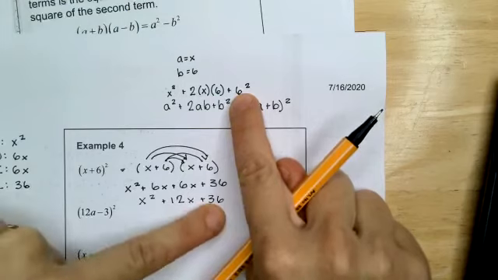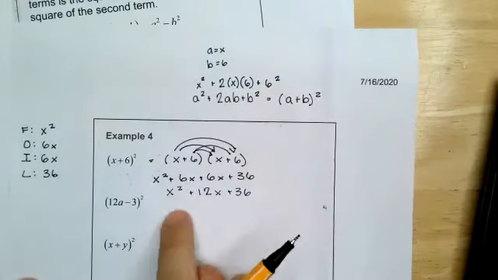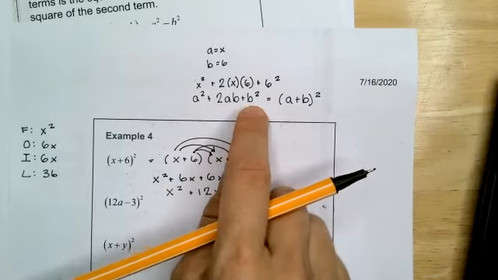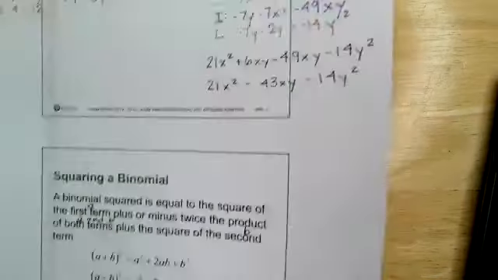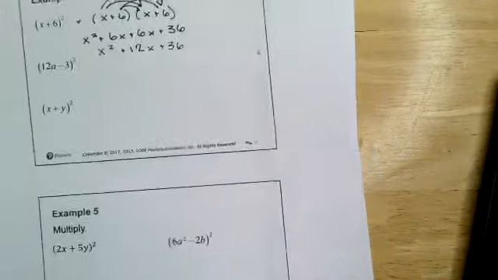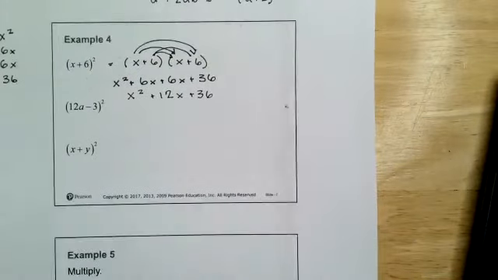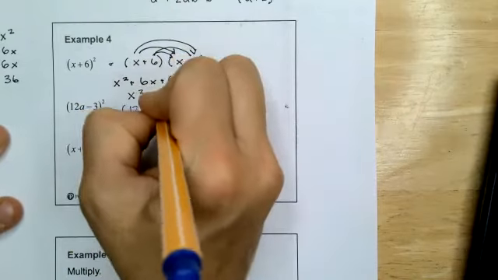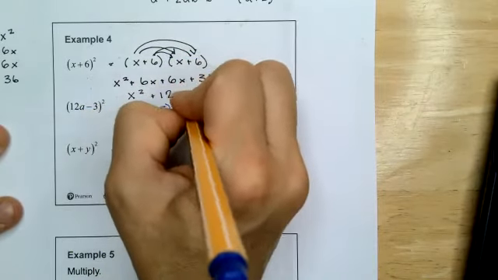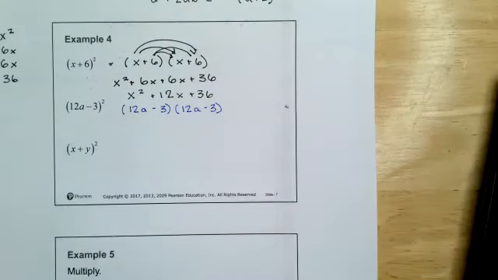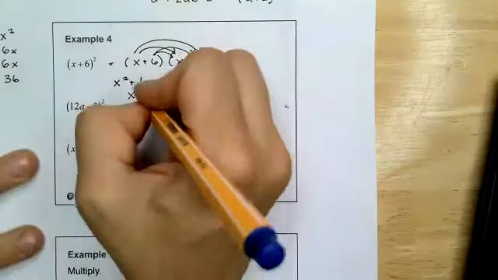So all they're telling you is you don't need to FOIL it. You can use a squared plus 2ab plus b squared if you want. And if it's subtraction, it'll be minus 2ab. Good, but you don't need that formula. You can just write it out. So here we can say 12a minus 3 times 12a minus 3. Good. All right, this will be the last one.